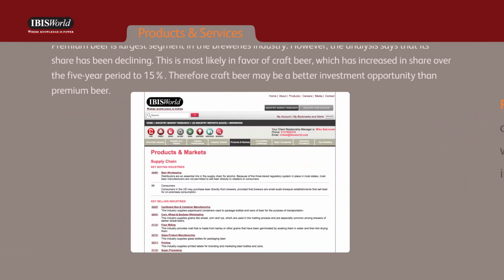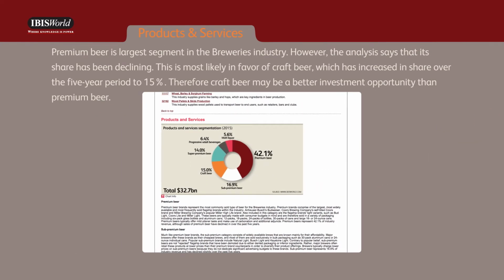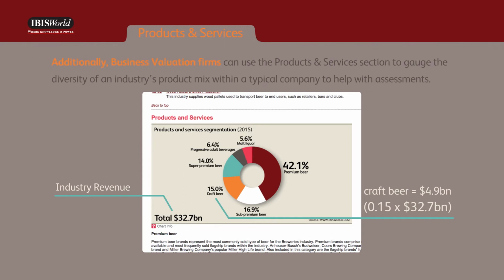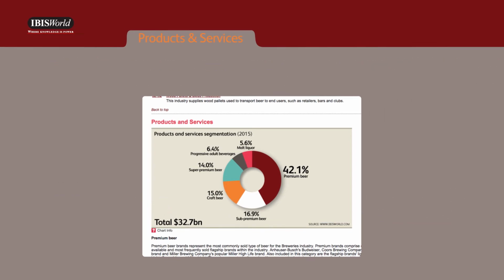For example, premium beer is the largest segment in the breweries industry. However, the analysis says that its share has been declining. This is most likely in favor of craft beer, which has increased in share over the 5-year period to 15%. Therefore, craft beer may be a better investment opportunity than premium beer. Additionally, business valuation firms can use the products and services section to gauge the diversity of an industry's product mix within a typical company to help with assessments.